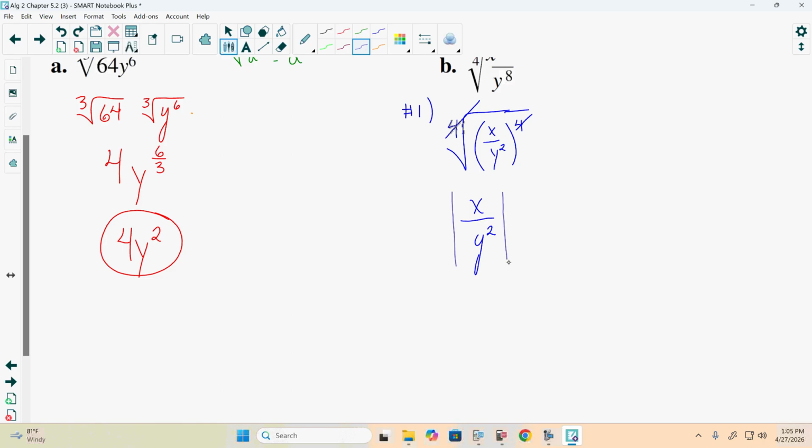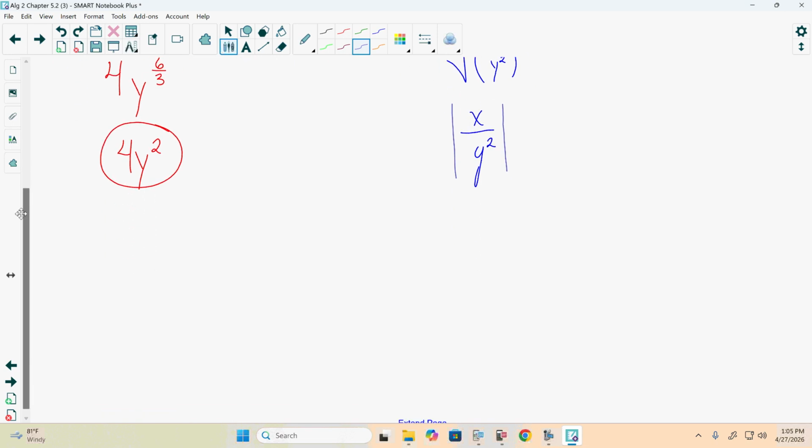However, since I applied an even root of an even power, we would technically need to have the absolute values applied to this here. Because we took an even root of an even power, we have to put the absolute values. However, realistically, I don't need it around the whole thing. It just needs to go around the numerator. And not because the y squared's on bottom. It's because it's y squared.